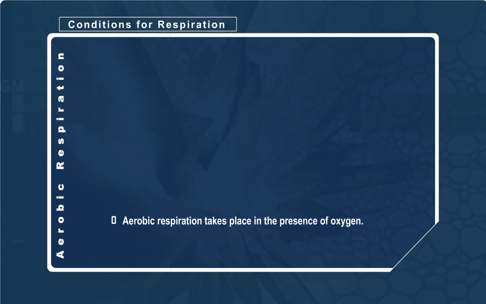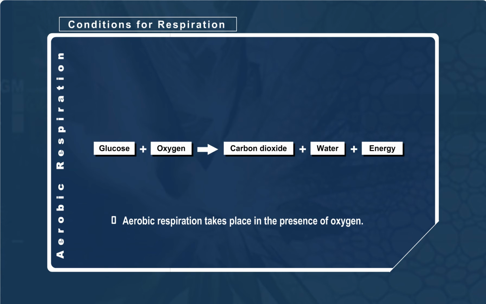Aerobic respiration takes place in the presence of oxygen. Plants make use of oxygen to break down food substances to release energy. During this process, carbon dioxide and water are released too.